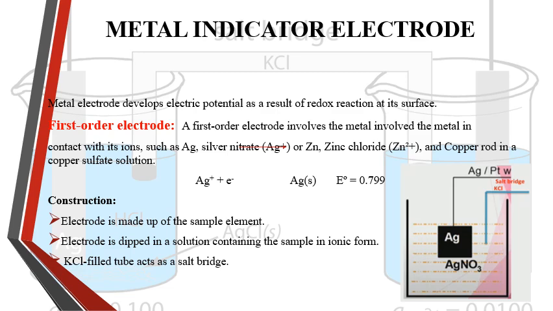As I said, they are composed of metal. They are composed of a metal rod immersed in its own metal solution, as you can see in the diagram. These electrodes respond to the ionic activity of the electrode. For example, silver electrodes dipped in silver nitrate, as you can see in the diagram. Copper electrode dipped in copper sulfate solution.